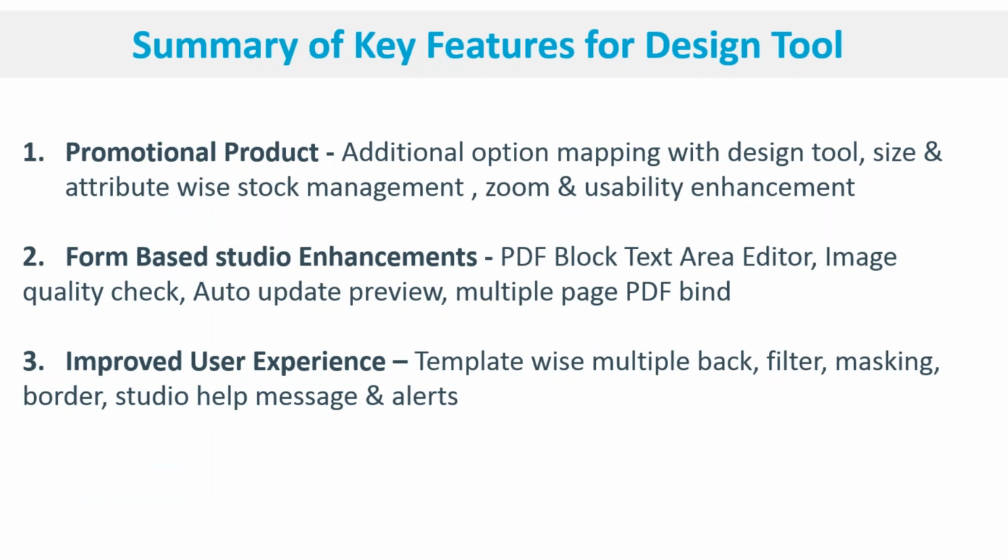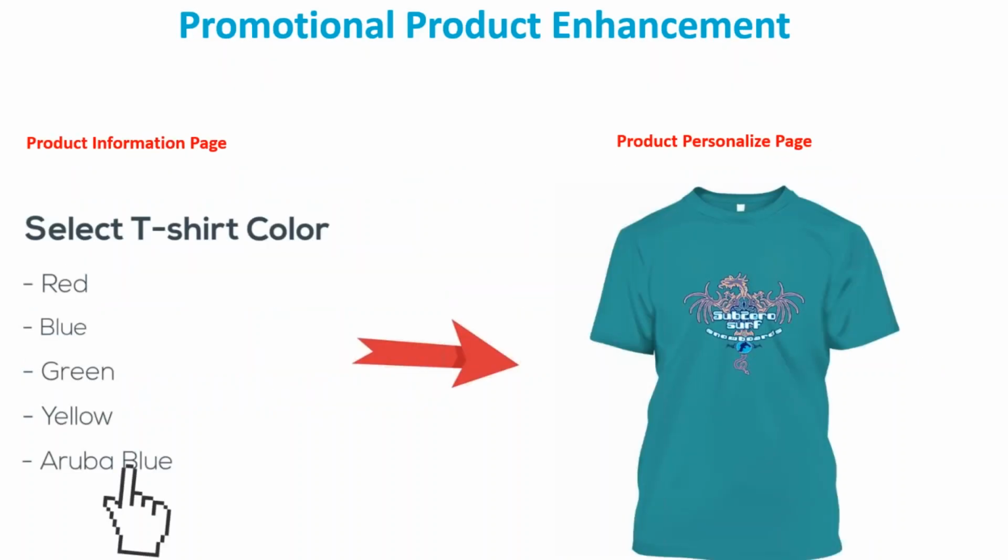First is the promotional product, and for this we have additional option mapping with design tool, size and attribute wise stock management, zoom and usability enhancement. After that we have form-based Studio Enhancements. For that we have PDF block text area editor, image quality check, auto update preview and multiple page PDF bind. After that we have improved user experience. For that we have template wise multiple back, filter, masking border, studio help message and alerts.